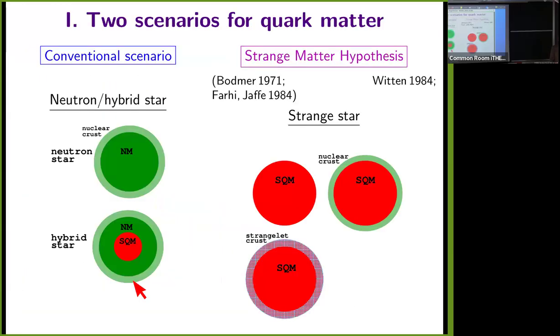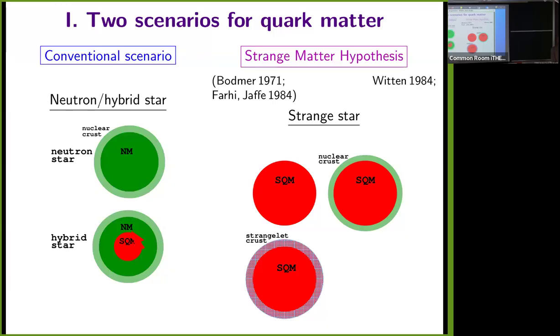All right, let us start then with the broader context. Where are you going to find quark matter in neutron stars? There are two basic scenarios. The conventional scenario, shown on the left here, is a neutron star or a hybrid star. The neutron star, which doesn't have quark matter, is just nuclear matter all the way to the center. And at the surface, there's a nuclear crystalline phase. It's a bunch of nuclei arranged in a lattice with electrons around them.